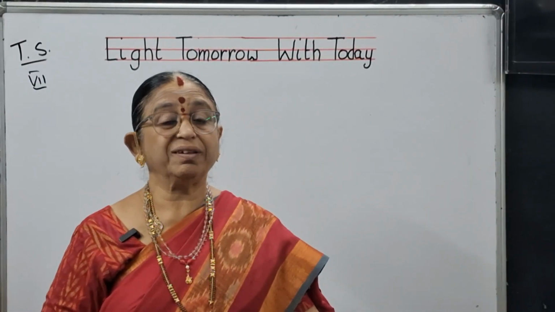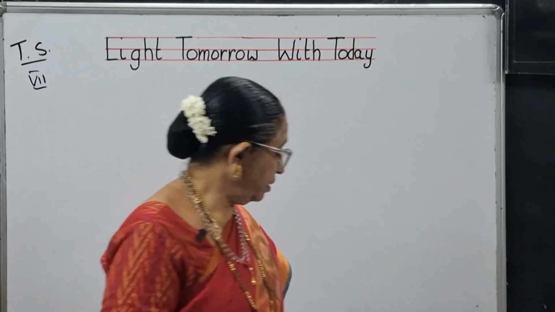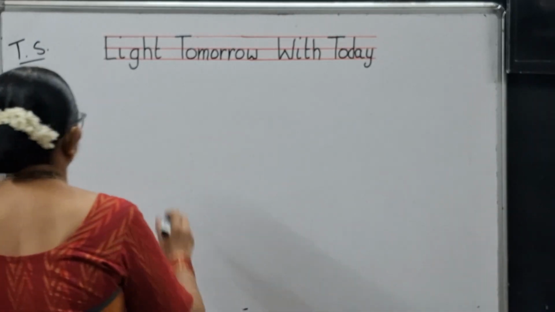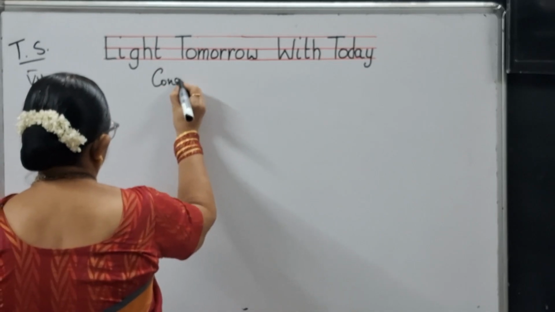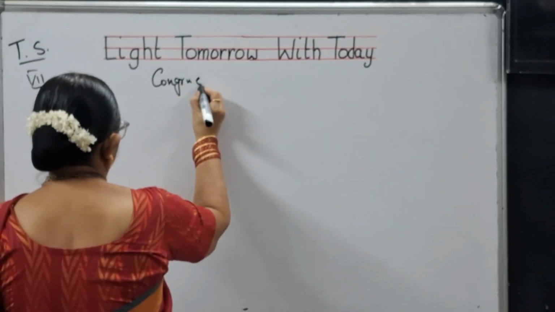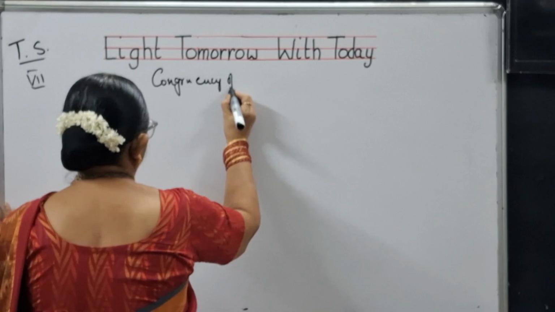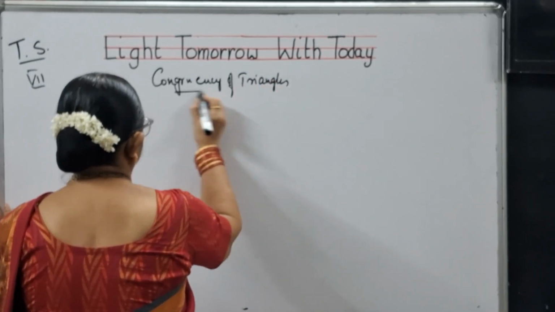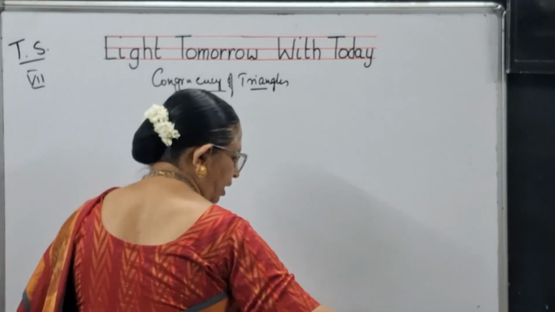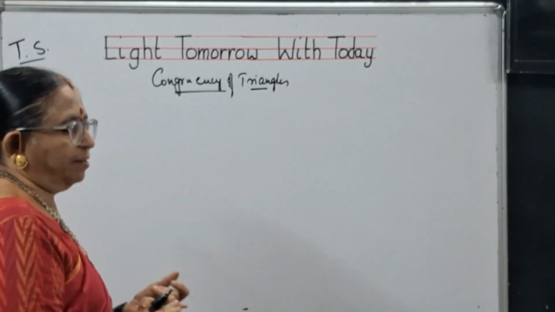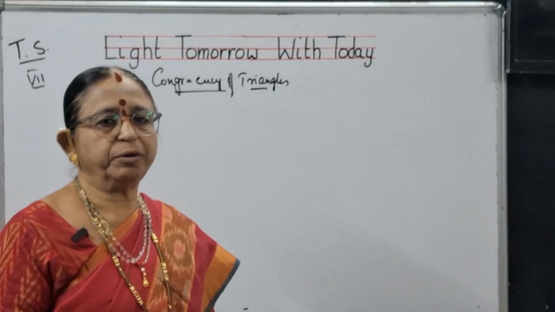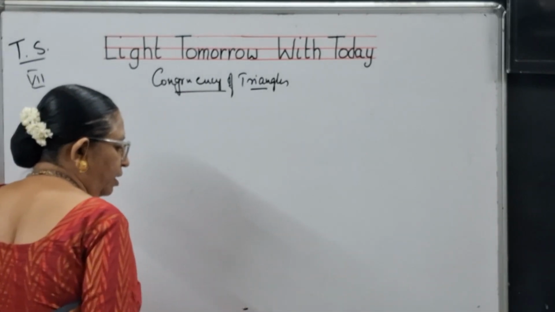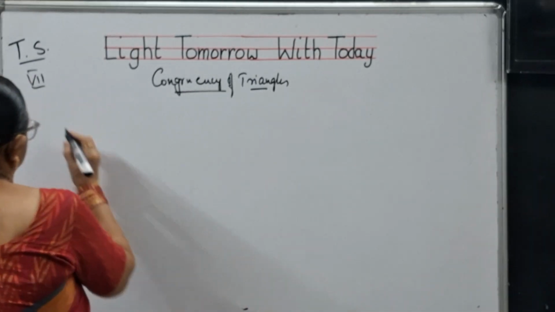I'm now doing 7th class maths, and this is about congruency of triangles. This chapter we are doing now. In this I have taught you the SSS property, side angle side property. Now we are going to talk about right angle hypotenuse.